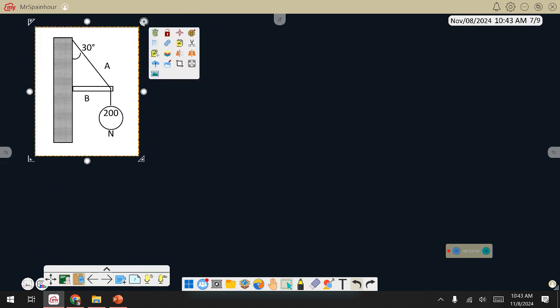Now the question here says you've got a 200 Newton mass hanging on a boom that's attached to a wall, 30 degrees. But I know from previous experience and having done this myself, this is hard to visualize what's actually going on. So let's do this.